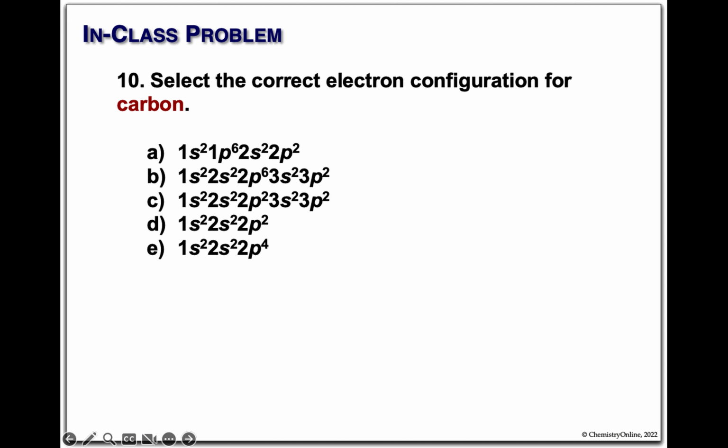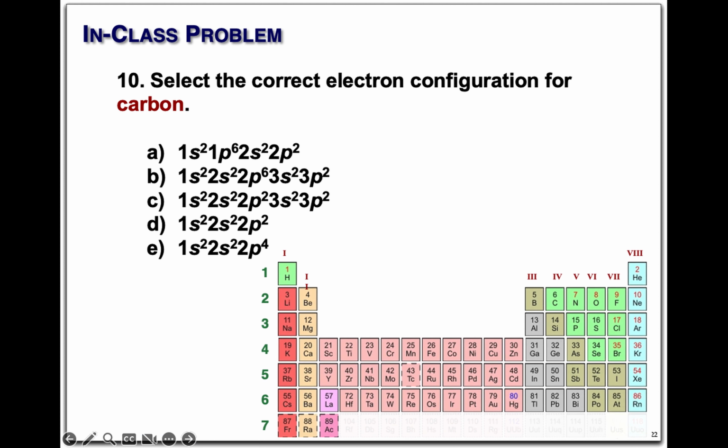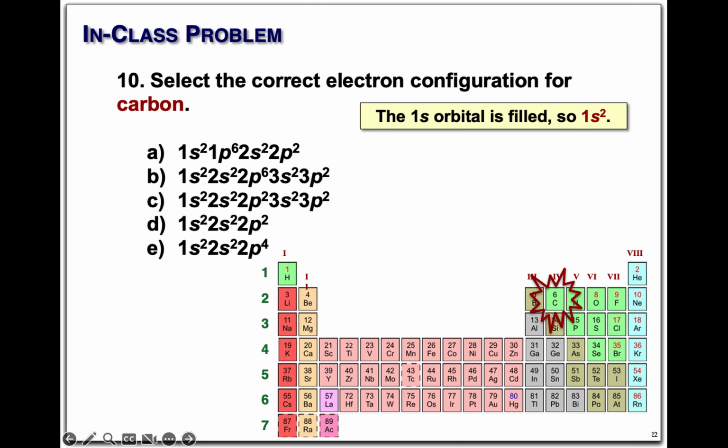Electron configuration for carbon. Well, carbon is in the second period, and it lives right there. Now remember, that means that the first period is full. So this is the 1s orbital, and it has 2 electrons. Over here, second period, the first 2 electrons go in the 2s orbital. So we're going to have 2s2, and that's 4 of them.